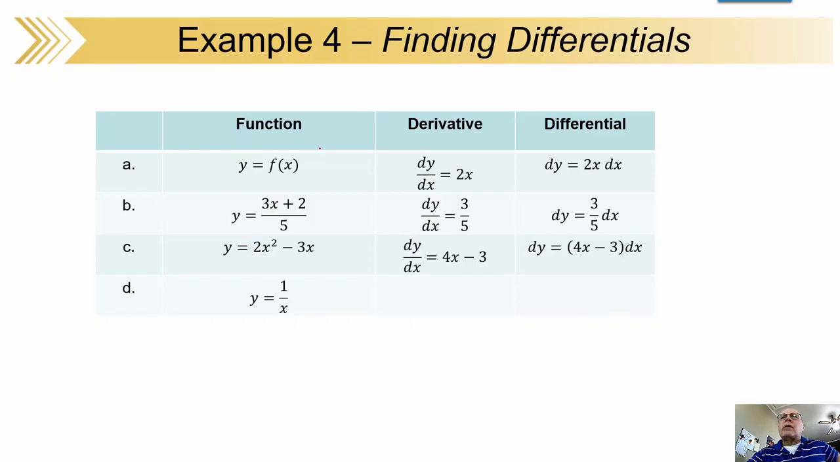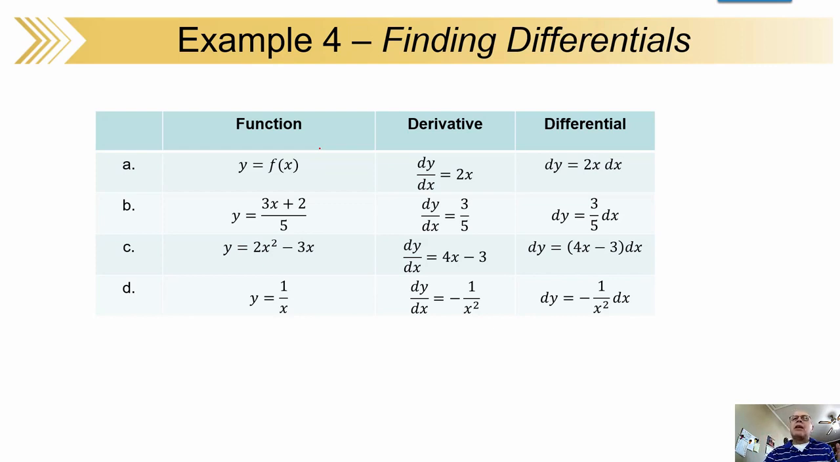Function, remember you're going to rewrite that thing, at least I would anyway. I'd make it 1x to the negative 1. If you want to use the quotient rule, go ahead. Not I, said the pig. And there's the derivative, and then multiply both sides by dx, and there you got the differential. And that's all, folks. Any questions? Send them to me. But it's pretty easy.